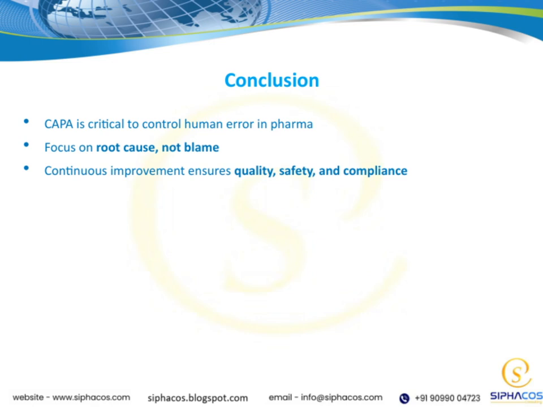This approach fosters a culture of learning and continuous improvement, which is essential for maintaining high standards. Finally, by embracing continuous improvement, we ensure that our processes consistently enhance quality, safety, and compliance. This isn't a one-time effort but an ongoing journey, and it's vital for protecting patients and maintaining trust in our industry. So, in summary, effective CAPA, a focus on root causes, and a commitment to continuous improvement are the cornerstones of a resilient, responsible pharmaceutical operation.